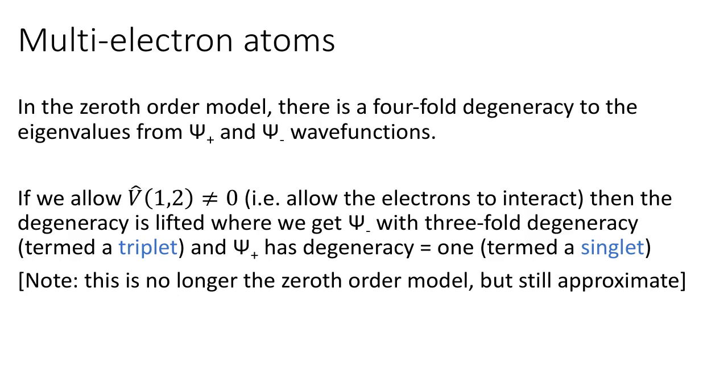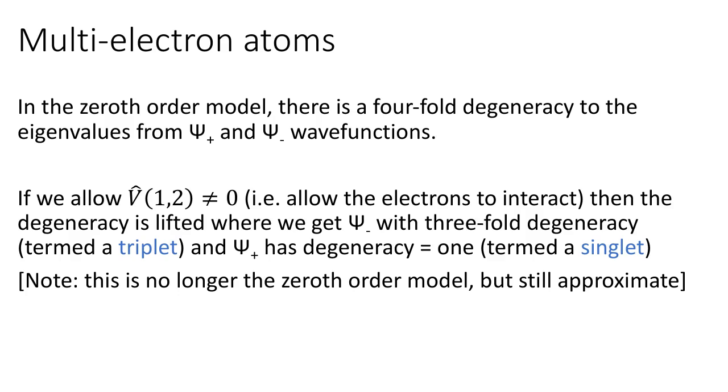So what happens if we allow our electrons to interact? Let's allow electron-electron repulsion to take place. Well, in that case, we lift that degeneracy, and basically we'll get a threefold degeneracy with the psi minus.